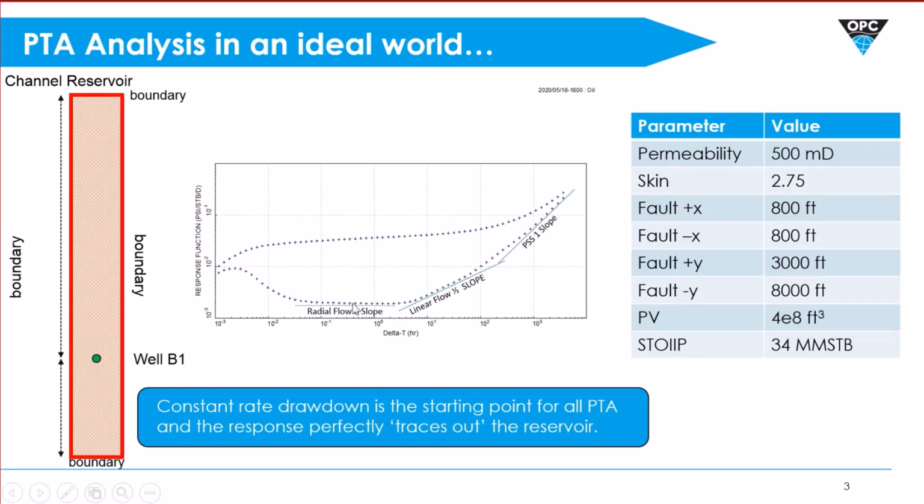We calculate that this field has a permeability of 500 millidarcies. The total skin is plus 2.75. Distance to these two faults is 1,600 feet, 3,000 feet to the south boundary and 8,000 feet to the north boundary. Analysis of the unit slope and late time tells us the connected pore volume to the well is 4E8 cubic feet, and converting that into stock tank oil initially in place is 34 million stock tank barrels.